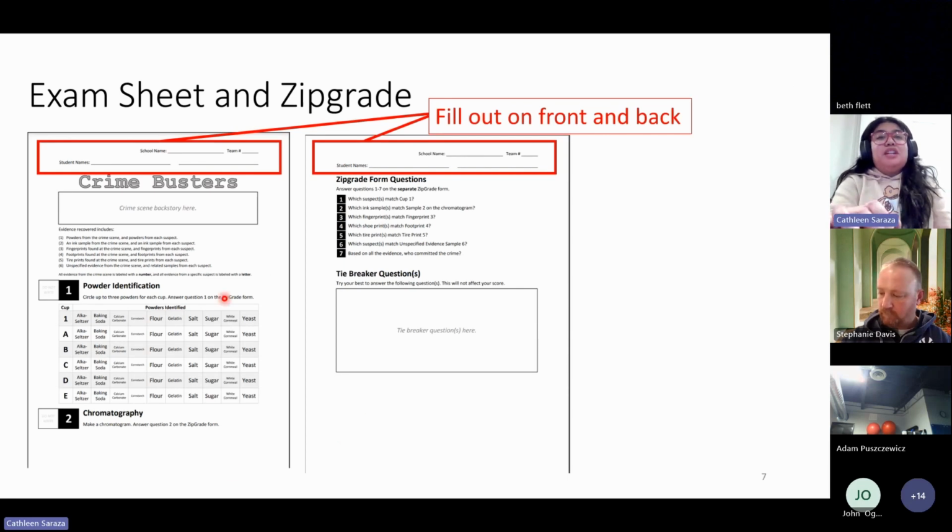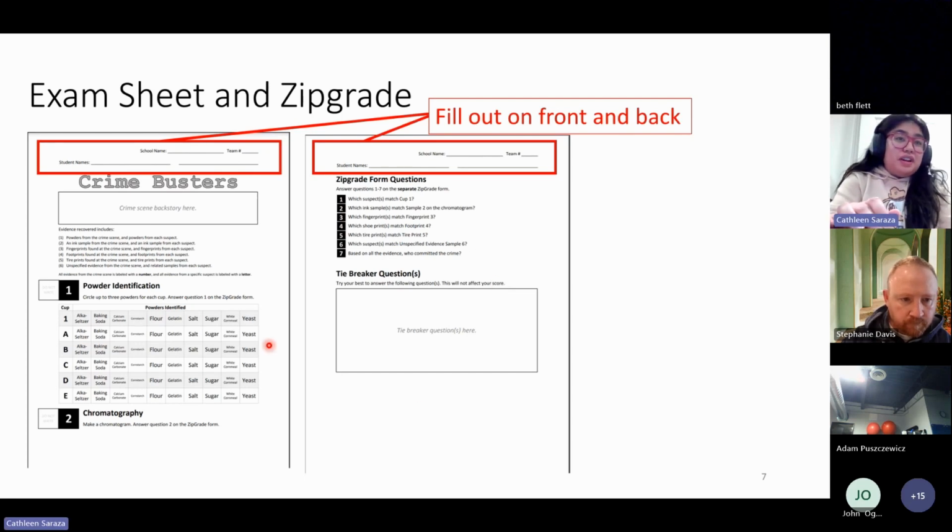The exam sheet is front and back, it's one sheet, and I ask that the students fill out their name and school on both sides just for ease of sorting. There is at least a team number printed, I believe, on the exam sheet, but this just helps with organization and making sure that the scores get to your students as fast as possible.